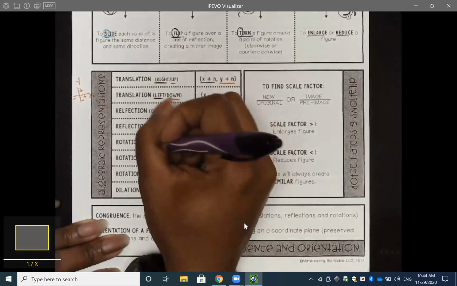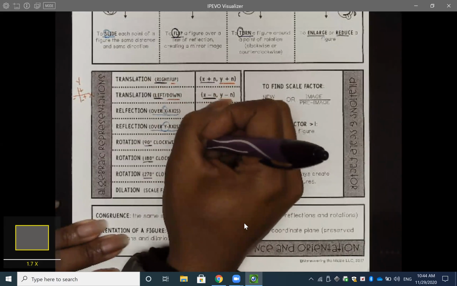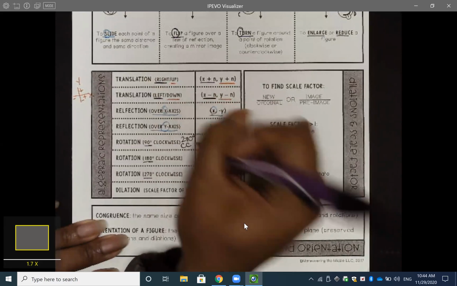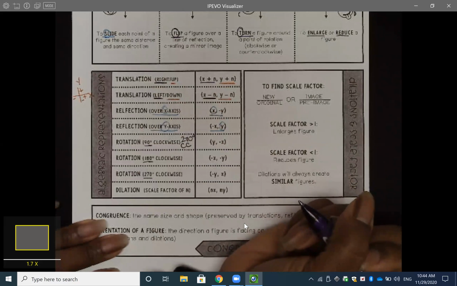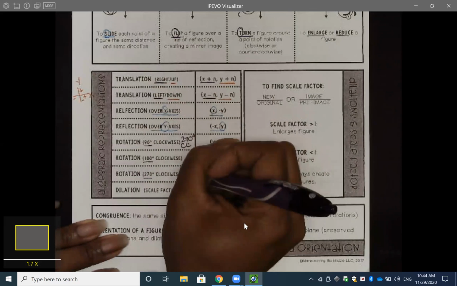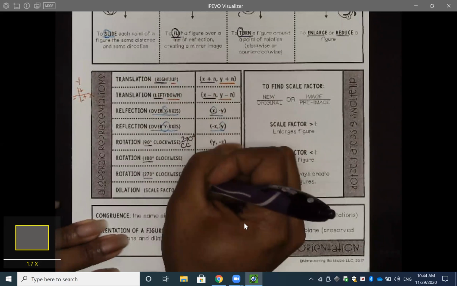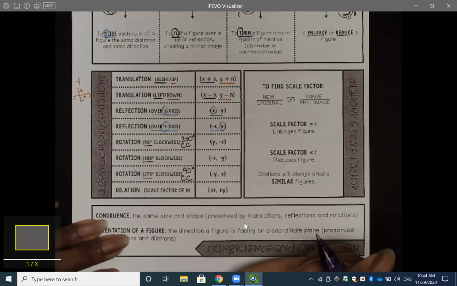Just remember that 90 degrees clockwise is the same thing as 270 degrees counterclockwise. 180 degrees clockwise is the same thing as 180 degrees counterclockwise. And 270 degrees clockwise is the same thing as 90 degrees counterclockwise. And you'll learn more about that on rotation day.